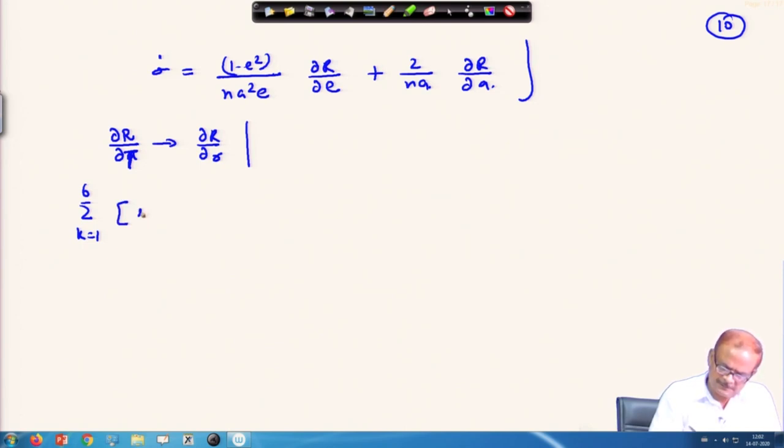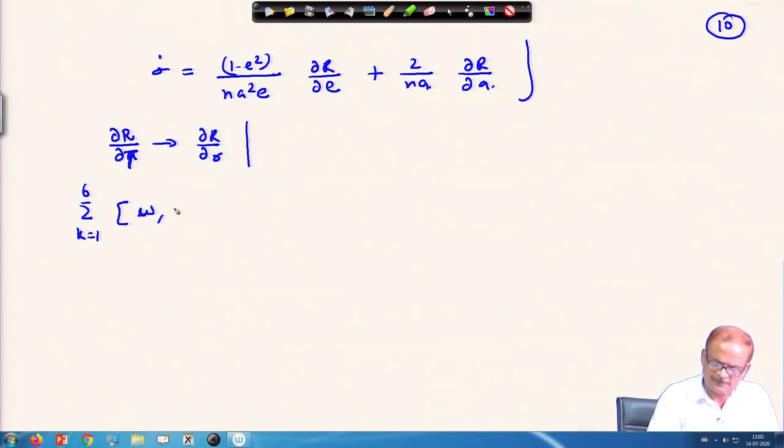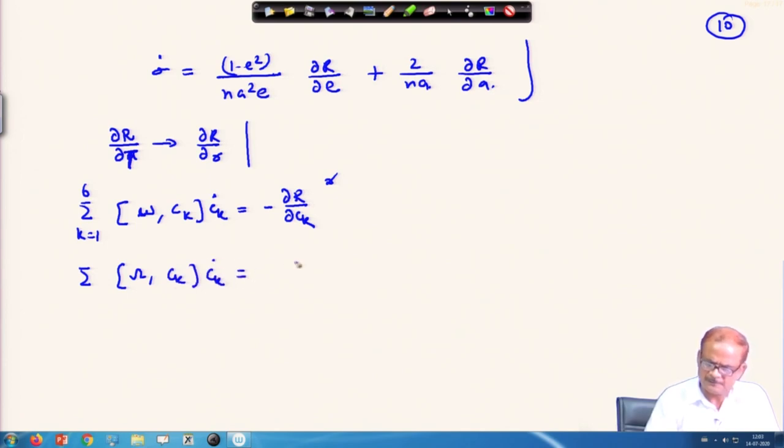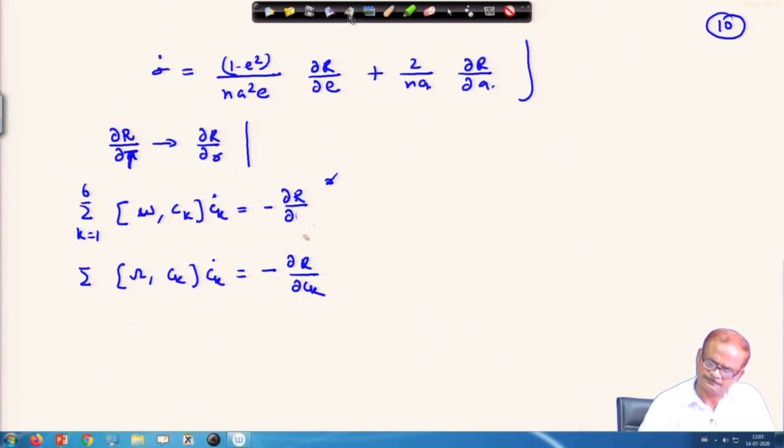I we have used right now, yes, I we have used. So, small omega, let us say small omega, c k dot equals minus dou r by dou c k. So, we need to insert this in all the places. Similarly, we will have capital omega c k times c k dot, which is minus dou r by dou c k. This is c j here in this place, so c j will be replaced by omega here, because this term is c j, not c k.